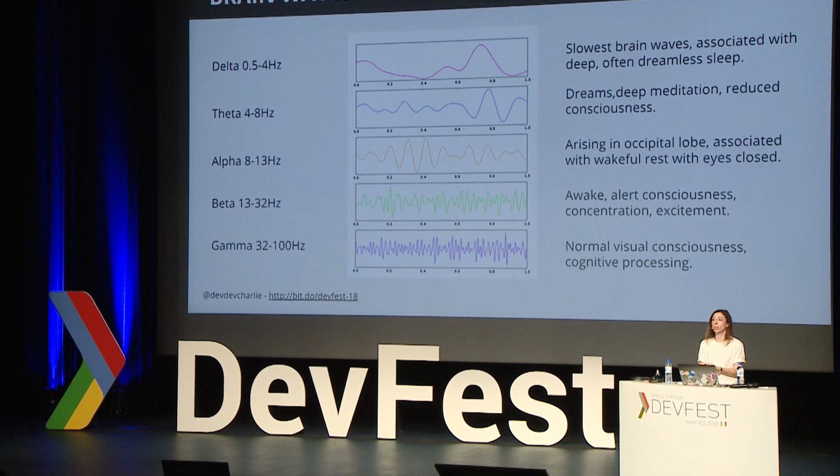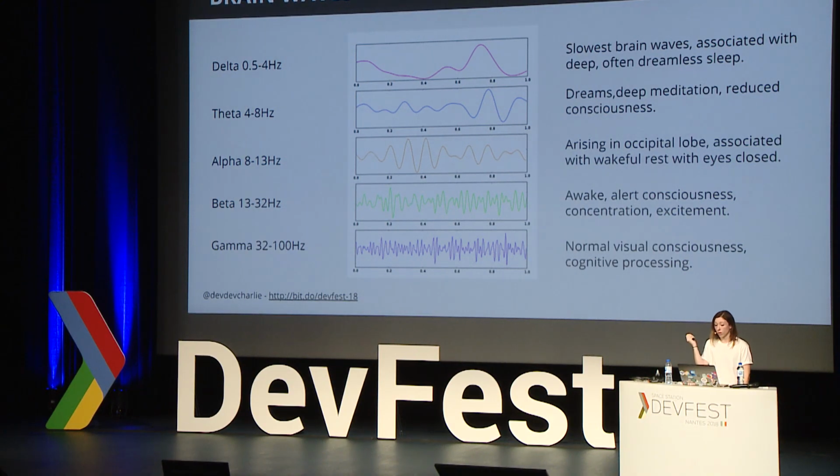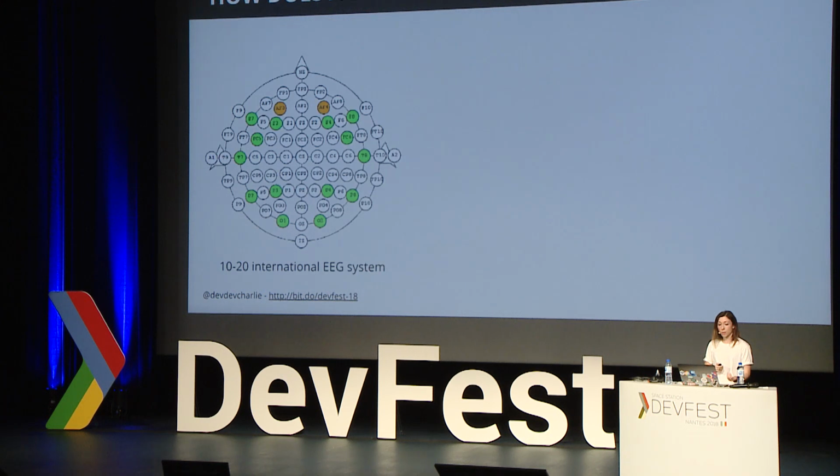For example, if you wanted to build an app that deals with meditation, you would probably focus on the theta waves, the second one. But if you wanted to create an app that would help users be more focused, you would probably focus on tracking the beta waves, not the gamma, the beta, that are more about concentration and excitement. So all of this is cool, but now how does the brain sensor work?